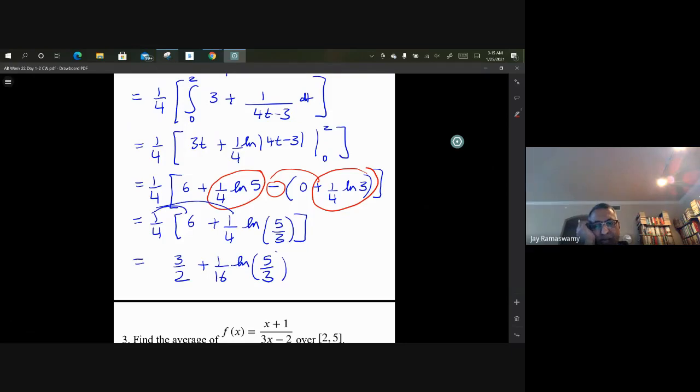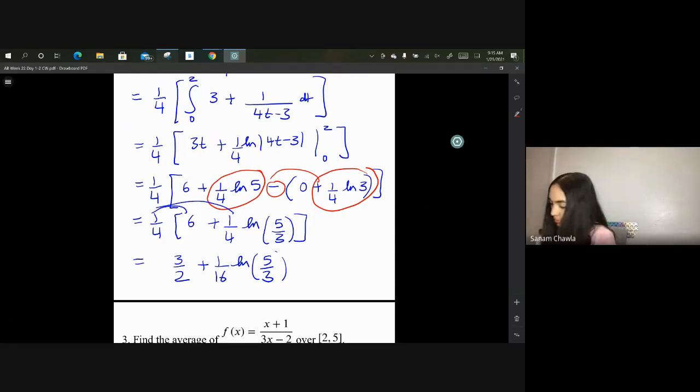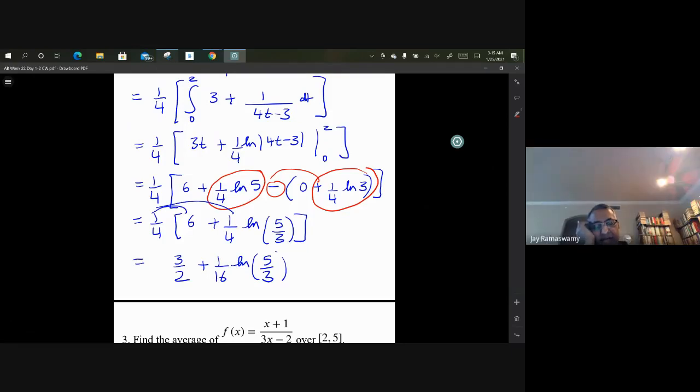It wasn't too bad, was it? It just has a lot of steps, but you just have to be careful. Okay, on your homework, please, for your own sakes, check your solutions. This is a definite integral, so we do not write plus C.